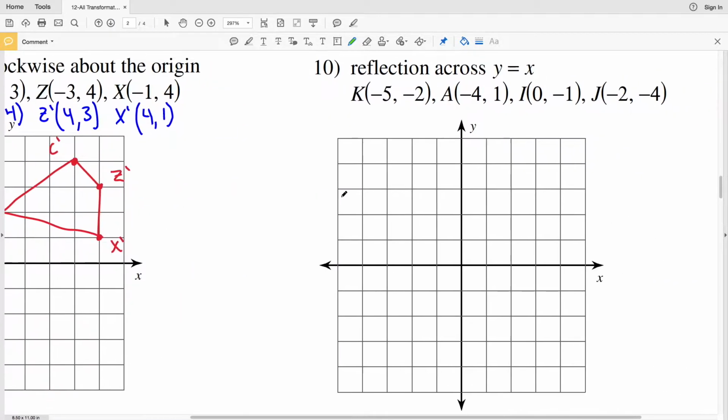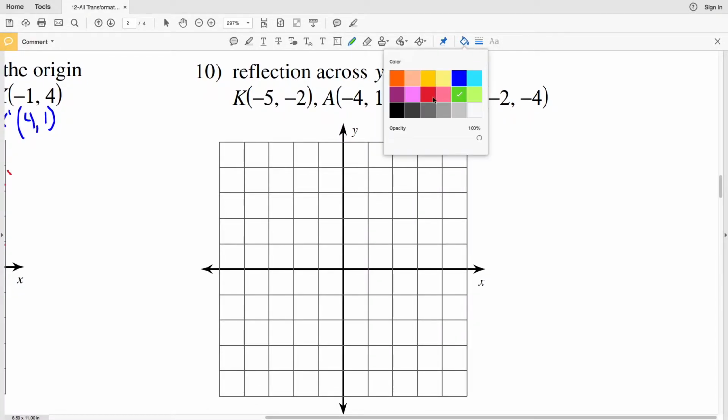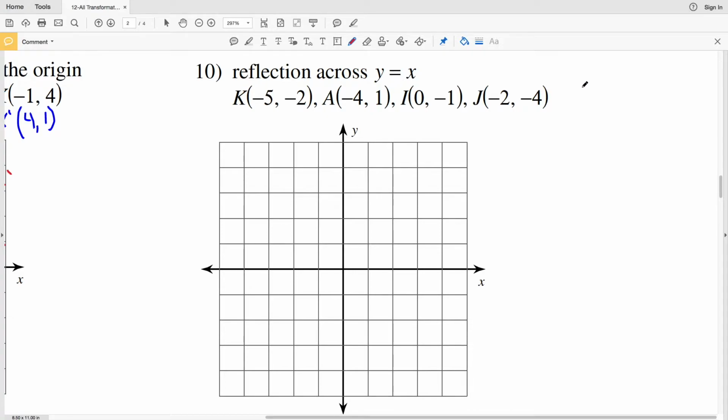Moving on to number 10, we have a reflection across the y equals x axis. Now I'll show you a trick for this. The coordinates x, y will become flipped. So when reflecting across the y equals x axis, y now takes the place of x and x takes the place of y. So we'll have K prime flipping, that'll be negative 2, negative 5.